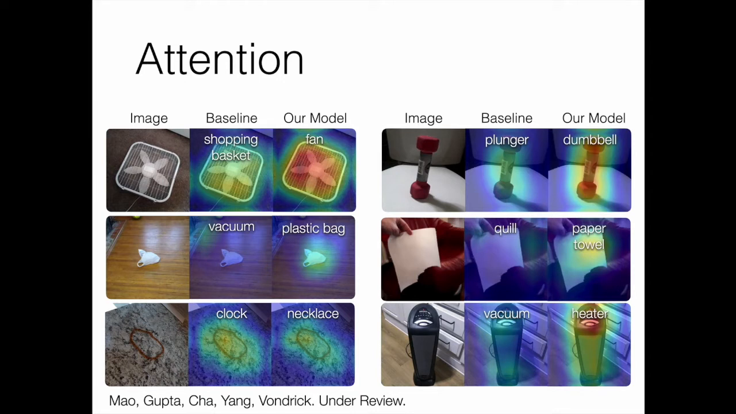Here are several more examples. Models trained on ImageNet but tested on ObjectNet frequently just latch on to spurious correlations that no longer hold when the data distribution changes. And this is the cause of their poor performance.